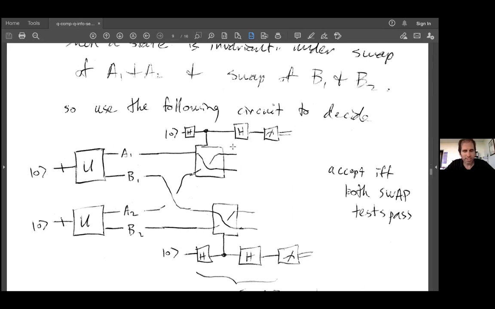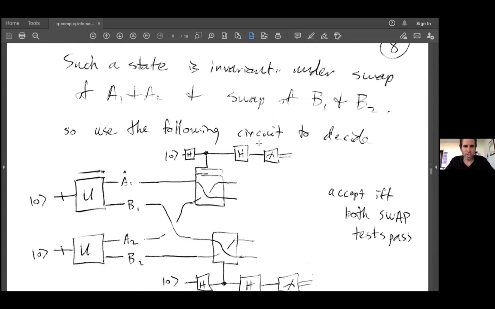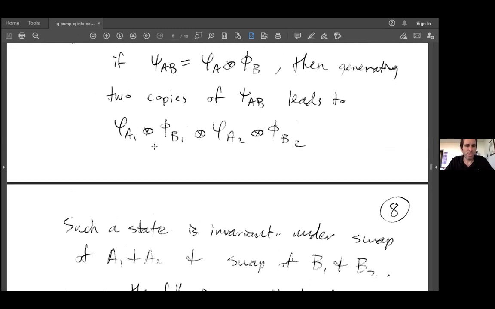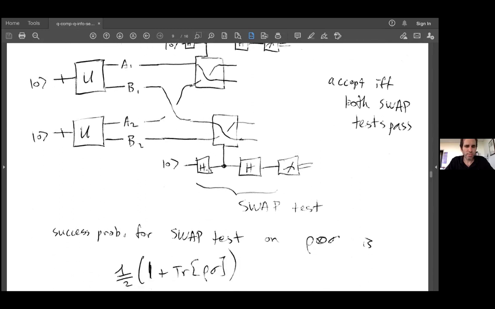The swap test is a famous test that's being used in all the near-term quantum algorithms. So what you do is you accept, you say that the state is product if and only if both swap tests pass, right? Because we said that if the state's product, then you see clearly that A1 and A2 are invariant under swap, and same for B1 and B2. And so that's what the circuit is testing.